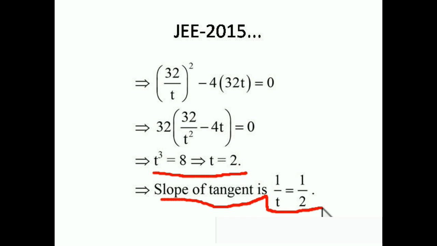So this is a good example based on the tangent of the parabola. This is all about today's video. I am still going to post one more video on the parabola.